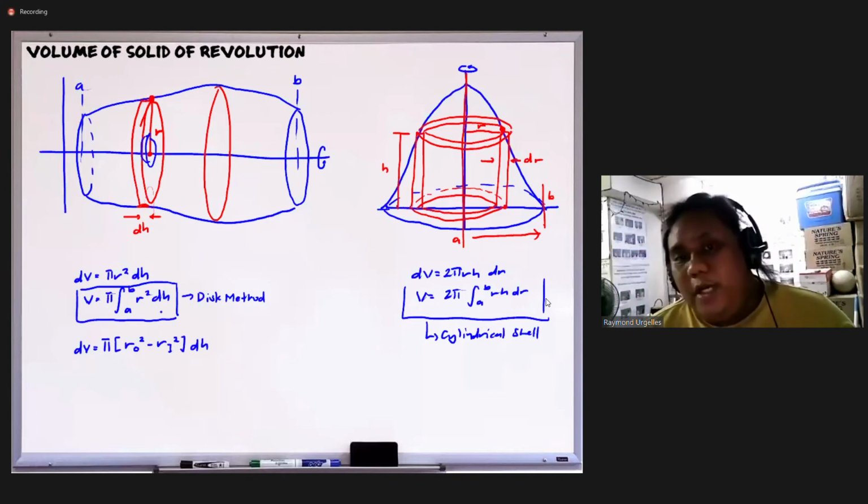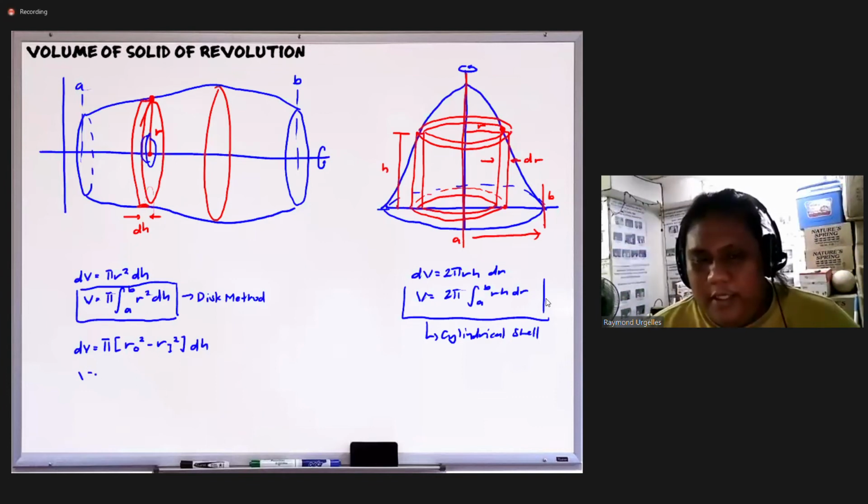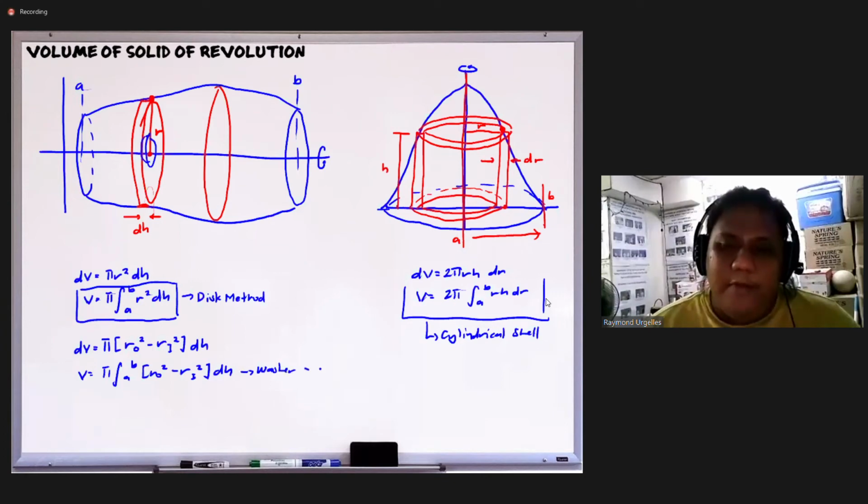No? So again, ito naman yung sa washer method natin. So volume is pi, integral from A to B ng outside radius squared minus inside radius squared, multiplied by dh. So again, this is what we call the washer method.